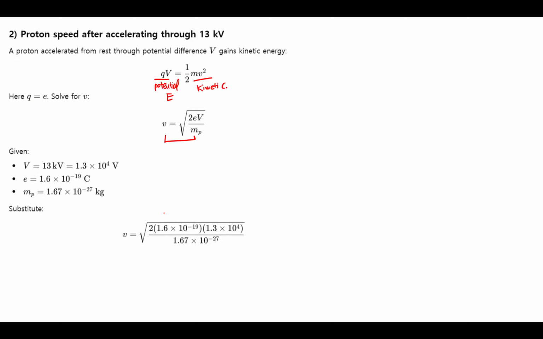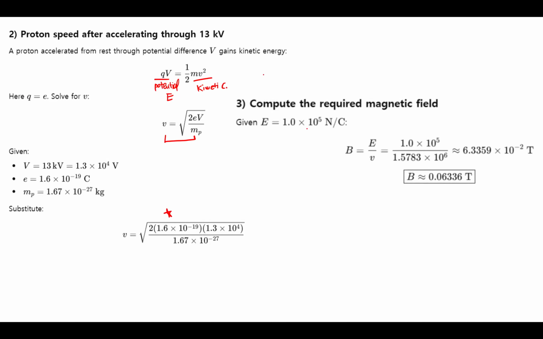So we have B, and then finally we can get the magnetic field. Note that E is in newton per coulomb and velocity should be meter per second, and then we get tesla. Okay.